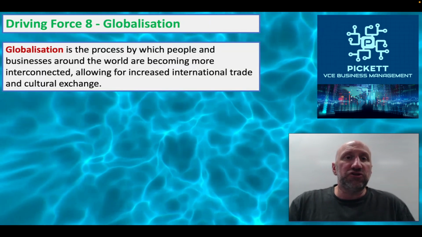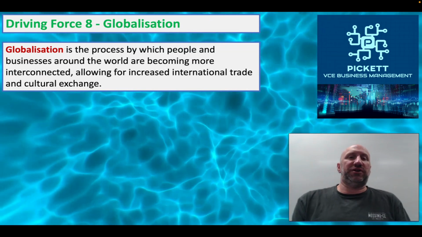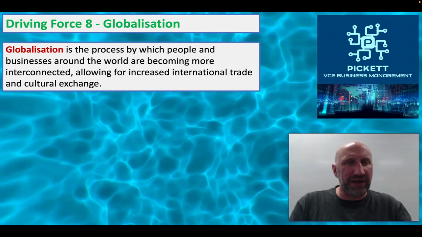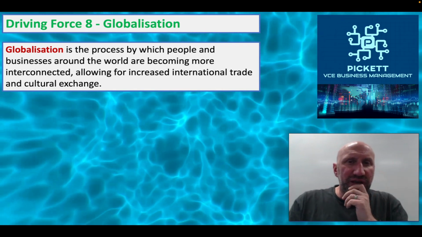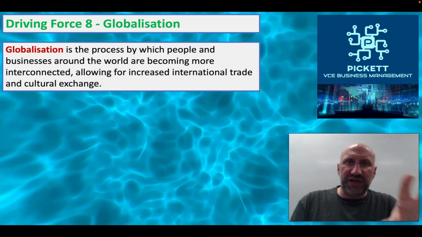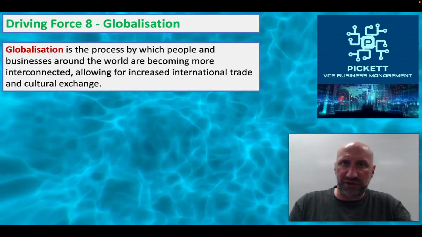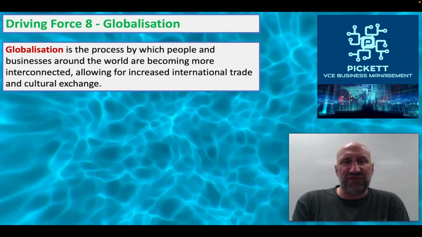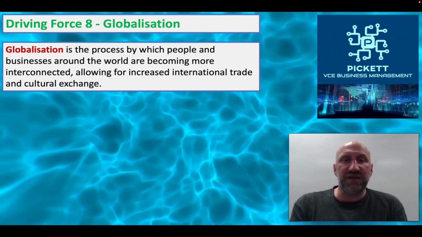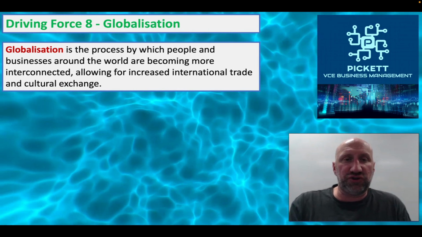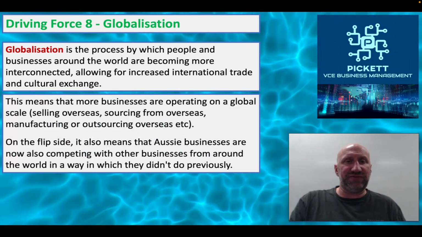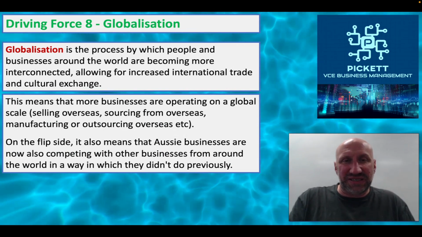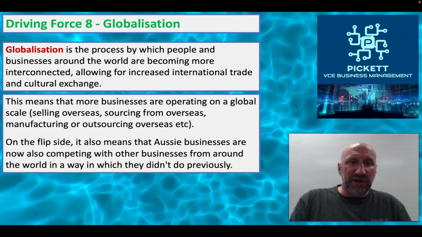Okay. Driving force 8, globalisation. Now, I'm giving you a definition here. This has cropped up a little bit over Year 11 and 12, but just to redefine it here so you've got a good definition, because it's important that you can define what globalisation is. The process by which people and businesses around the world are becoming more interconnected, allowing for increased international trade and cultural exchange. Look, there's lots of different definitions. I think that's a pretty standard and easy one to grasp.